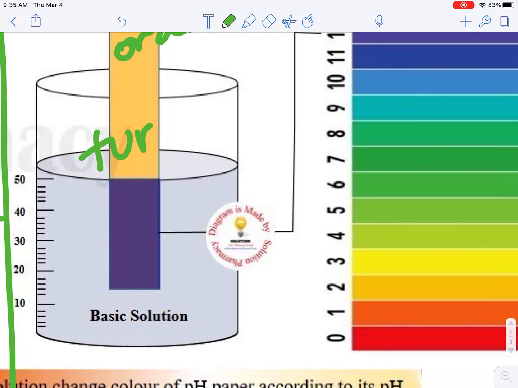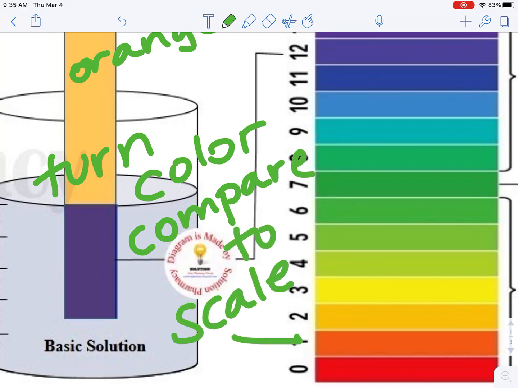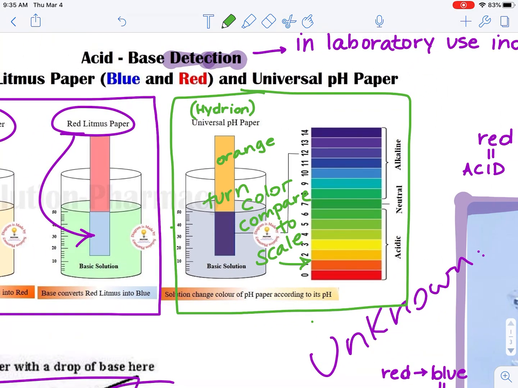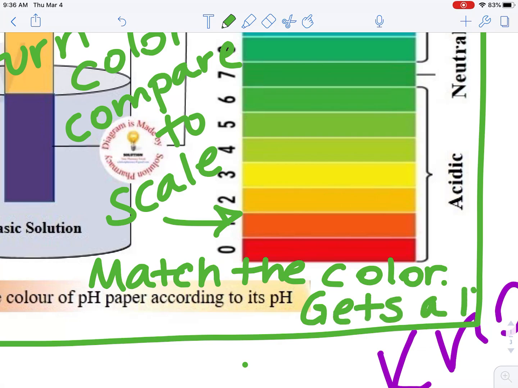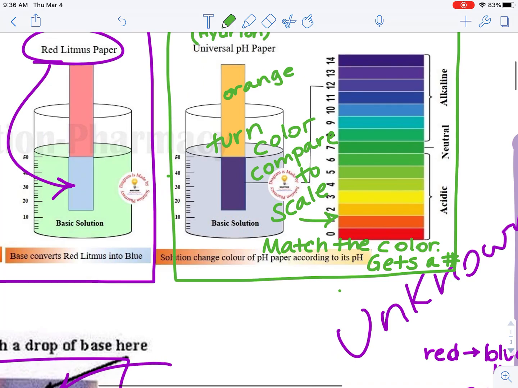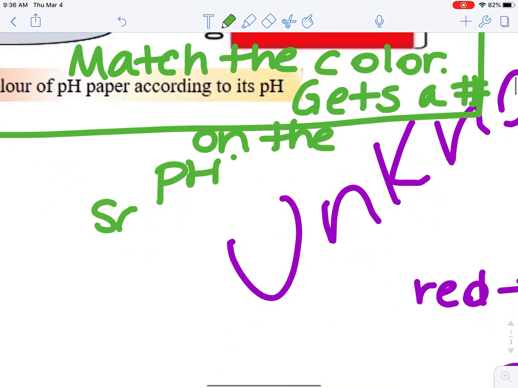Looking at the paper, notice that it's orange in color to start with. And when you dunk it into the solution, it's going to turn a color. And that color then has to be compared to the scale that comes with the paper. It's also known as the pH scale, and you match the color. Notice that each color has a number. That number correlates to the pH scale.